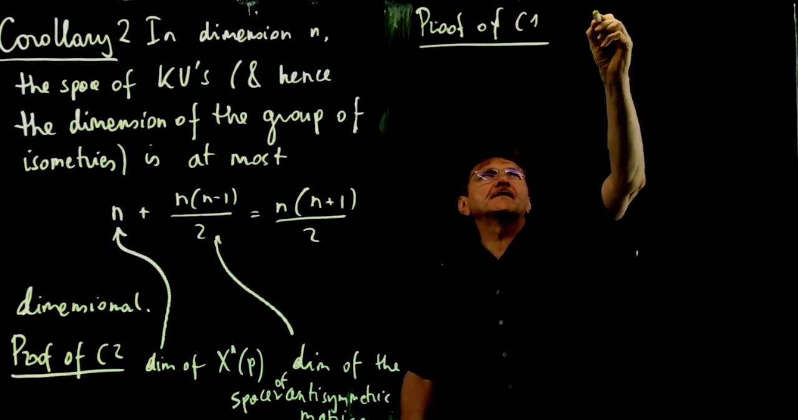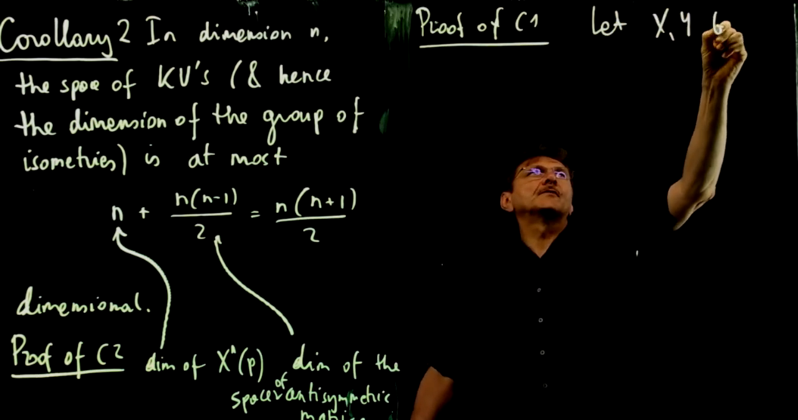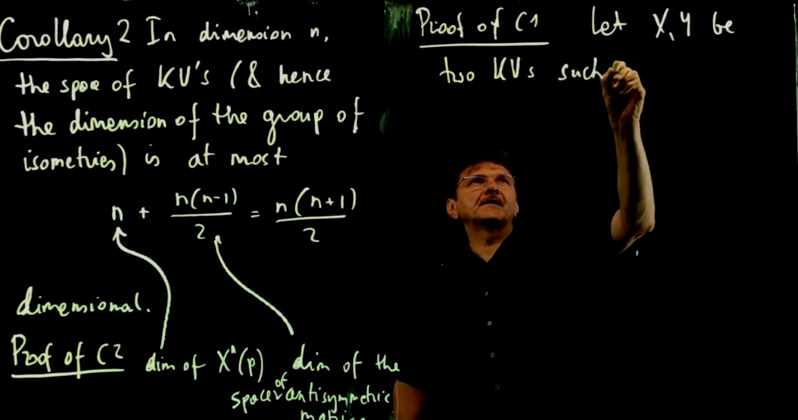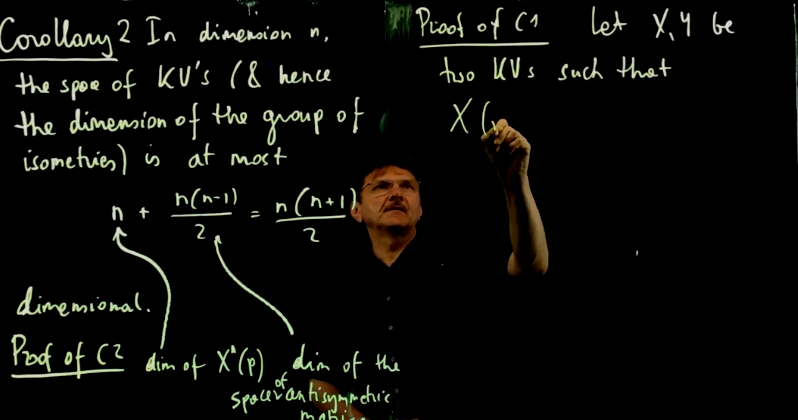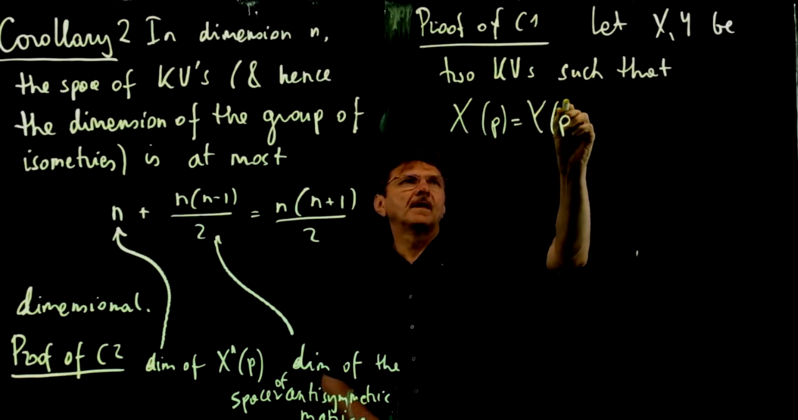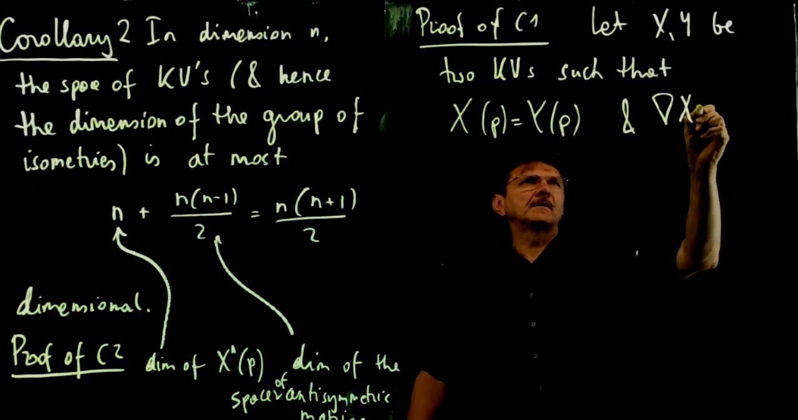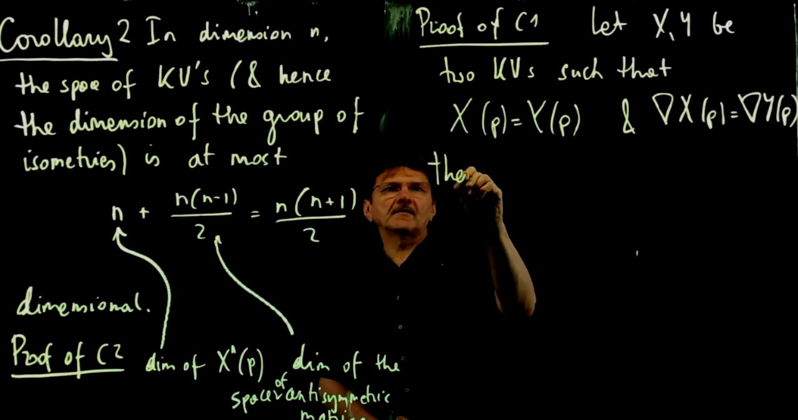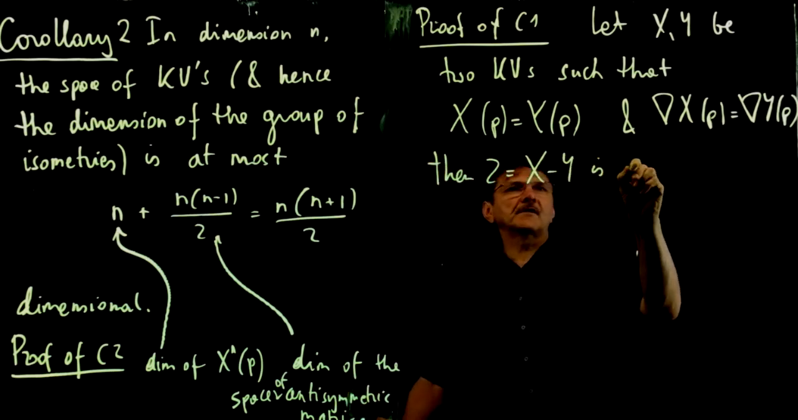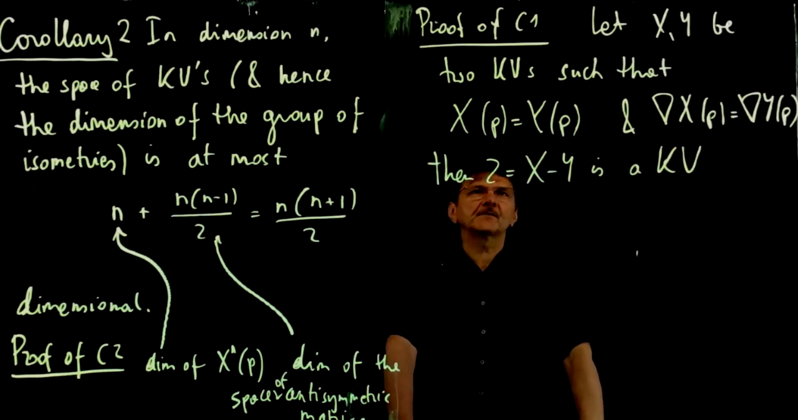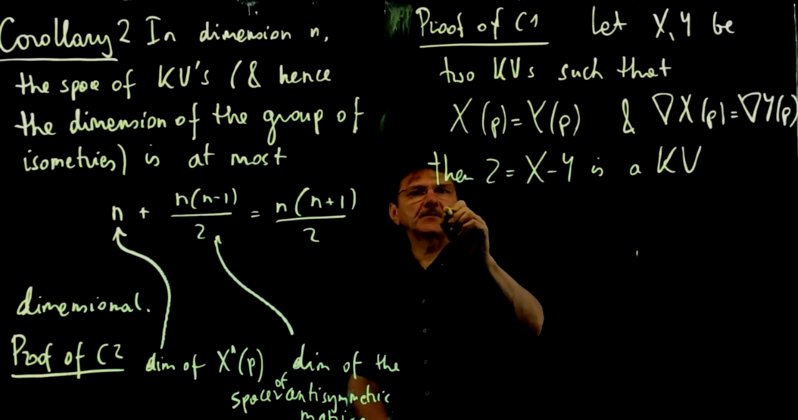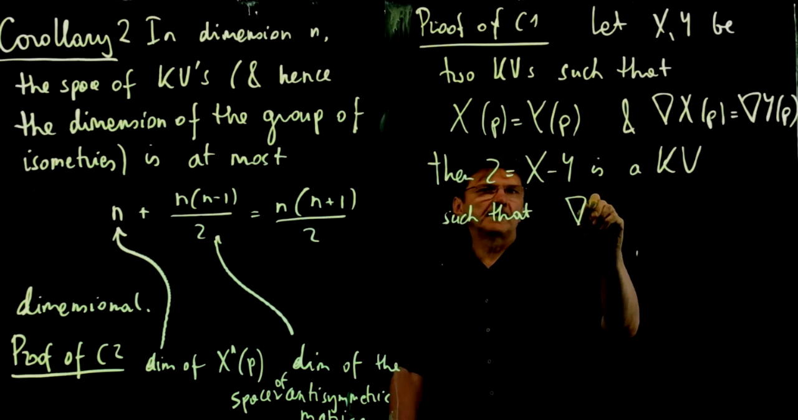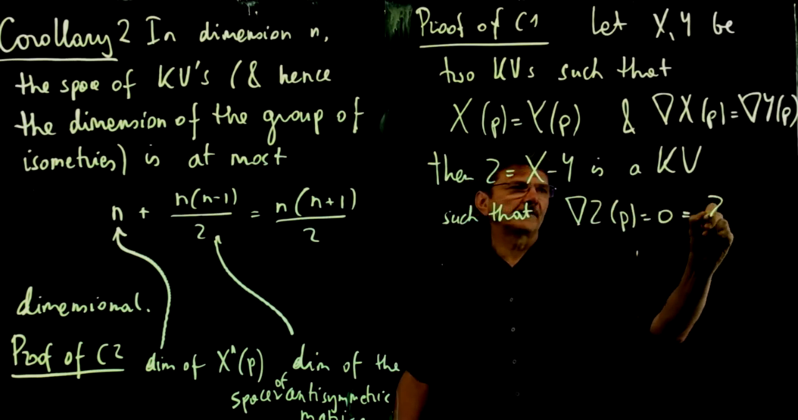So we take two Killing vectors, let X, Y be two Killing vectors which have the same Killing data at this point P. So that X of P is Y of P, and dX of P is dY of P. Then X minus Y is a Killing vector, because Killing vectors form a vector space, which has zero data at P. Z of P is zero and dZ of P is zero.